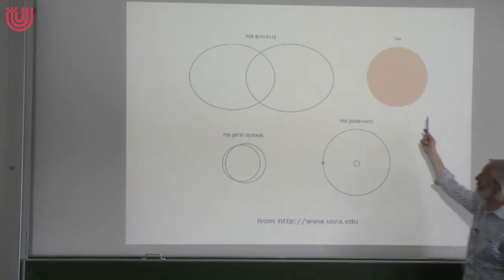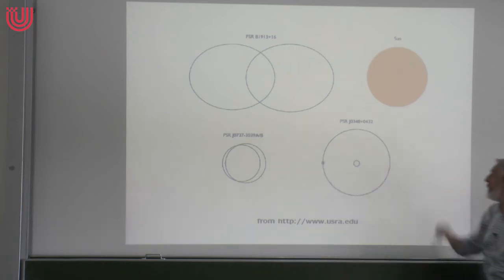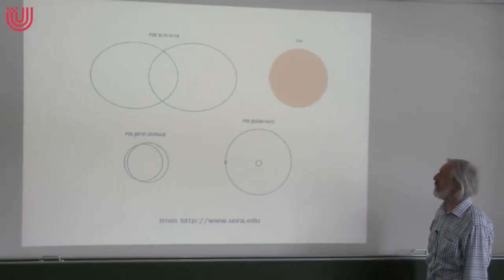So here's a picture of the system. Here's the sun for the sake of comparison. And this is this binary pulsar. So you see it's a little bit bigger. The system is a little bit bigger than the sun, but not much.